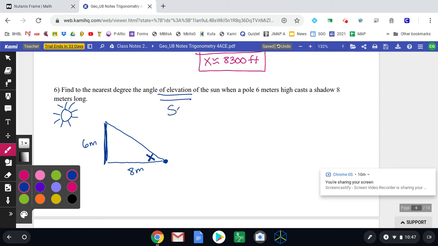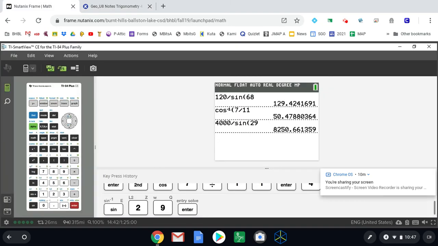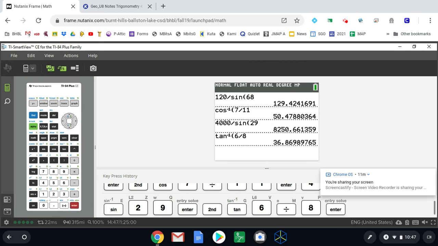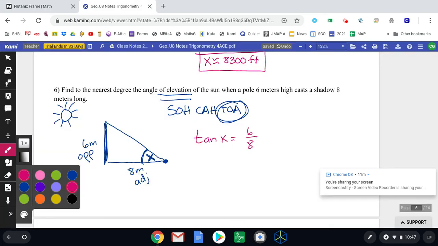So again, thinking of SOHCAHTOA. This is my reference angle. I have my adjacent side. I have my opposite side. That tells me I have the tangent function. So the tangent of x equals my opposite over my adjacent. So this is where on my calculator I'm using second tangent. So notice I'm only using second tangent if I'm looking for an angle. And I want this to the nearest degree. So I've got about 37 degrees.